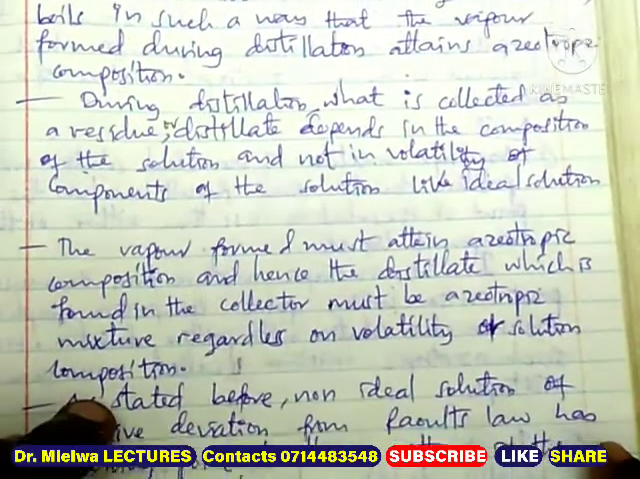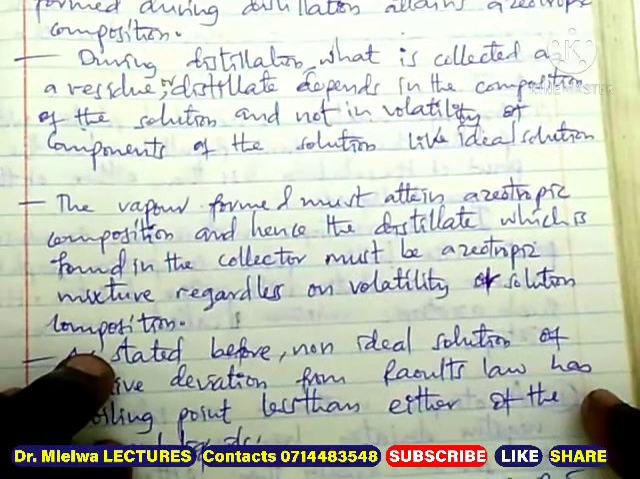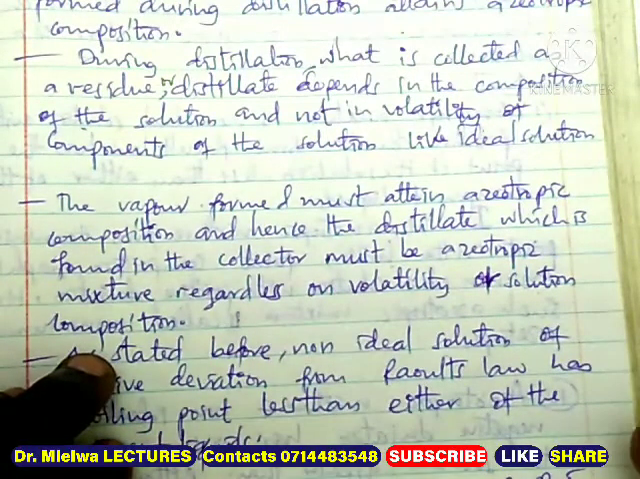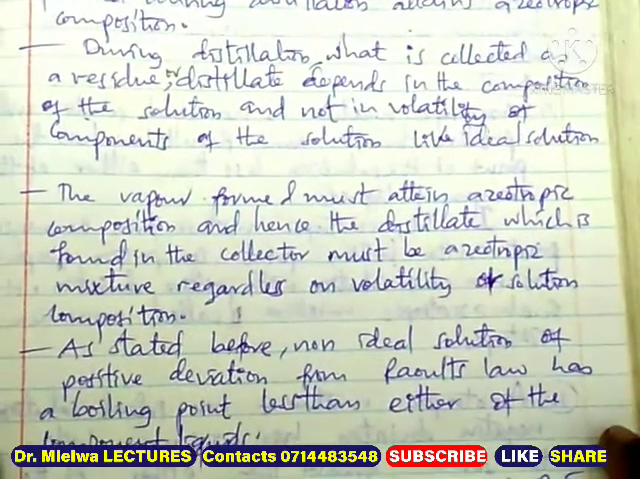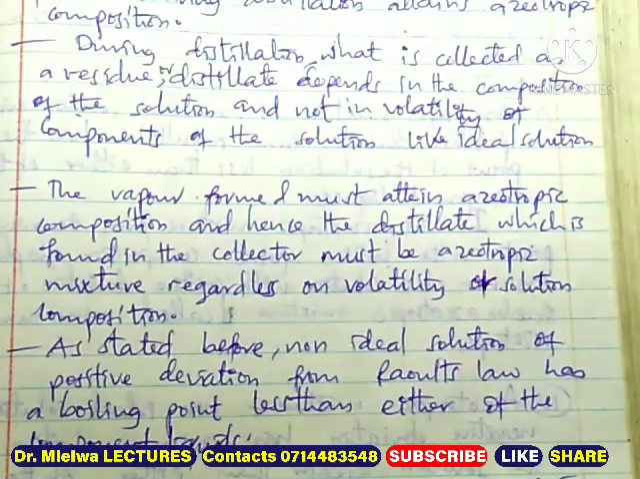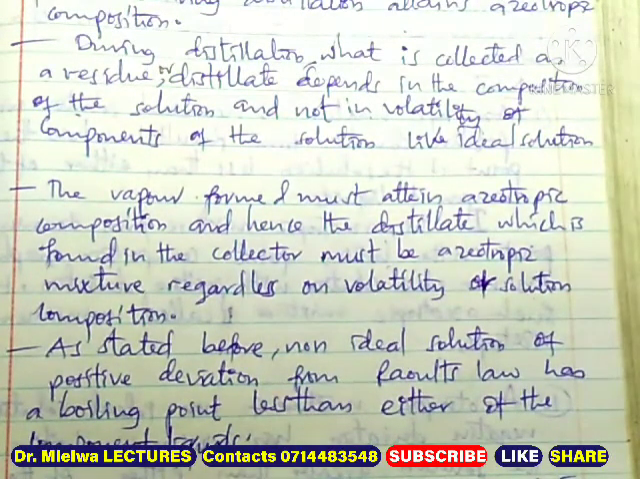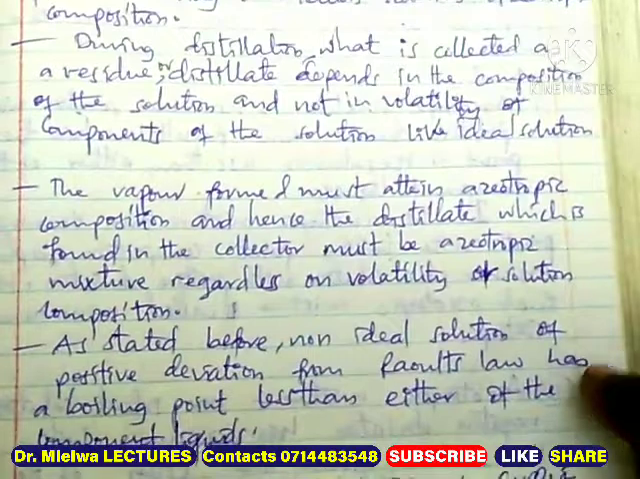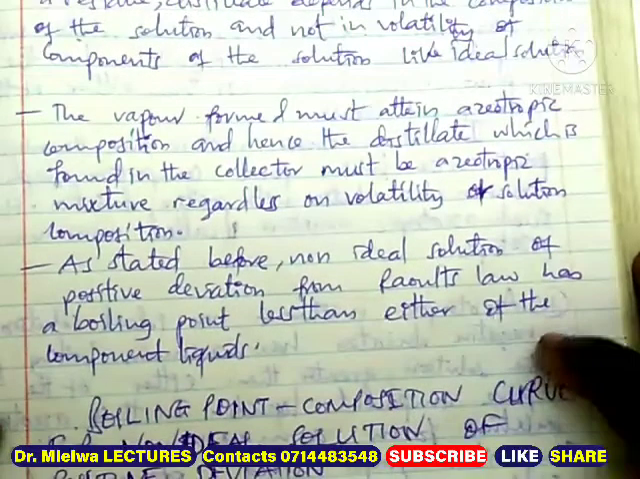Now we are saying that the vapor formed must attain azeotropic composition, and hence the distillate which is formed in the collector must be an azeotropic mixture, regardless of the volatility of the solution's components. We know that the components of the solution must have different volatility. Some of them will be more volatile compared with the other. But finally we must form an azeotropic mixture. So we will evaporate, but later we will reach the azeotropic mixture, which as vapor, when we condense it, we get an azeotropic mixture, which is a liquid.